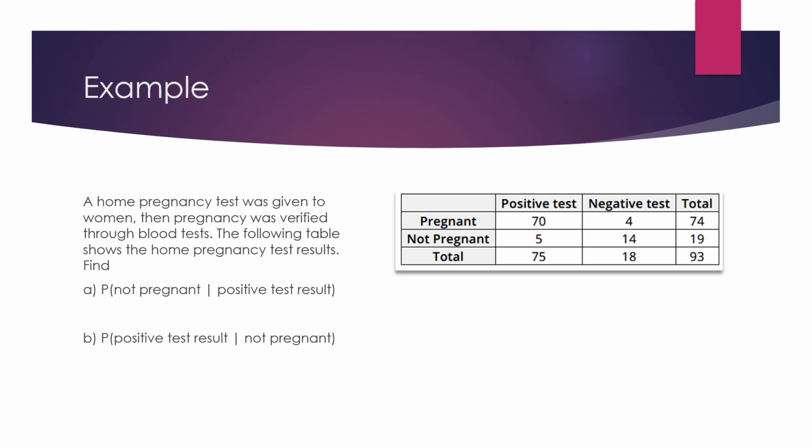So we're going to go ahead and look down only the column of the positive test. Remember, we look at the second part to figure out what part of the table to look at. There were 5 women that were not pregnant out of 75 women who got a positive test result. Simplifying that, we have 1 over 13.